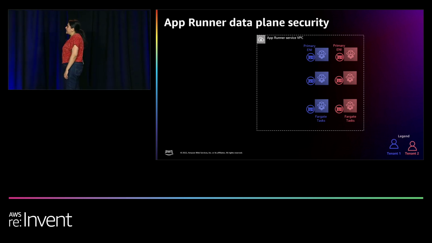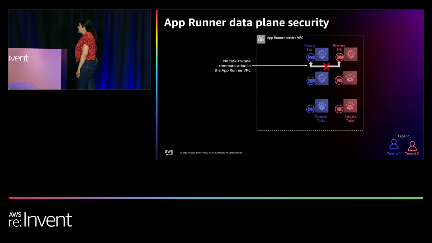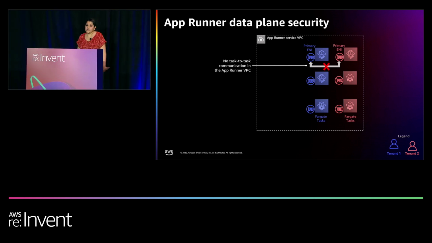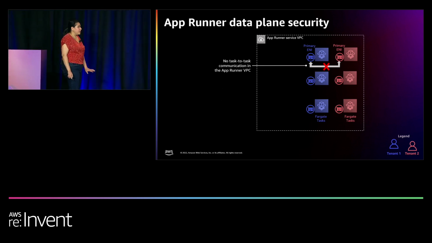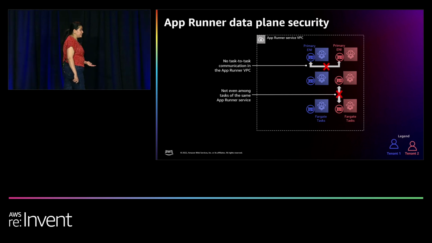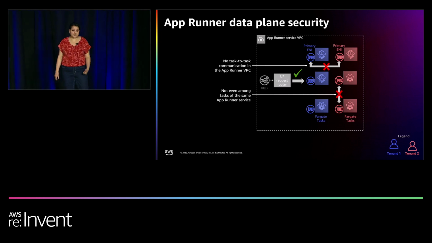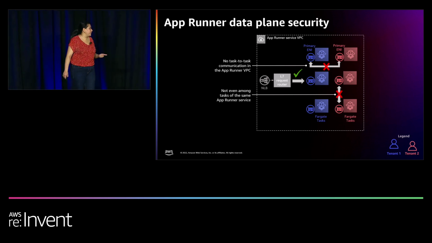The first one is we basically use security groups for these tasks that don't allow any task-to-task communication, not even within tasks of the same service or the same tenant. There's no reason why these tasks should be talking to each other at all, so we completely block that communication. The only communication that should be coming into these tasks is the requests flowing in from the load balancer and the request router.